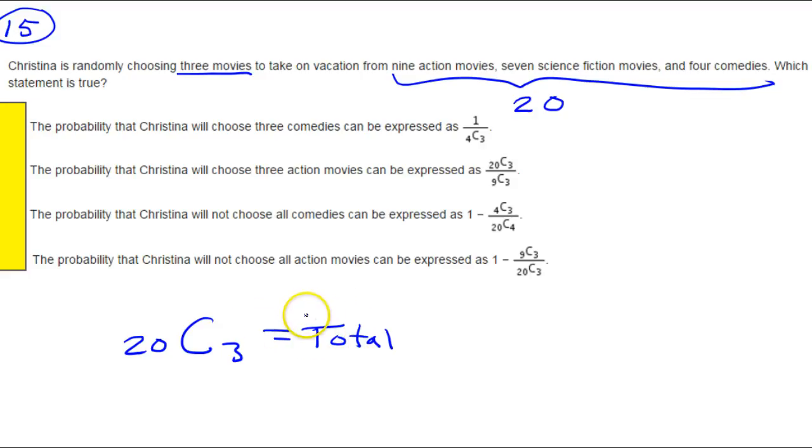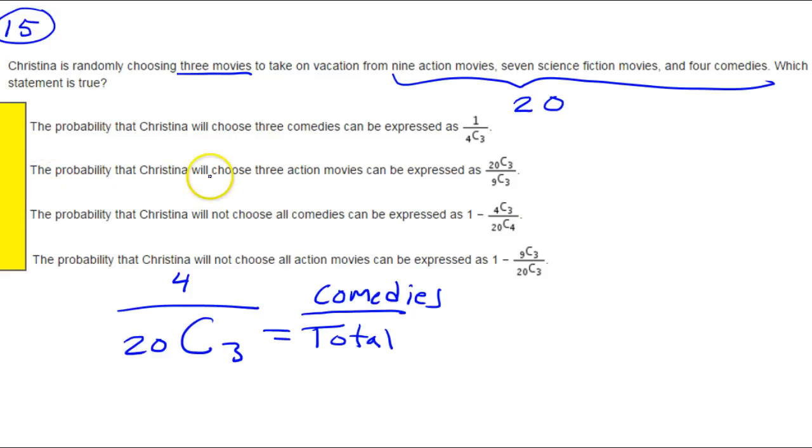So we're always going to be doing target over total. So if the target is comedies, then target over total, well, there are 4 comedies. So that would be 4 over this number. And that's it. So that would be the probability of that one. So that one's not it.